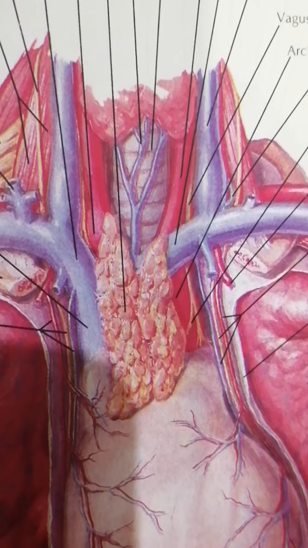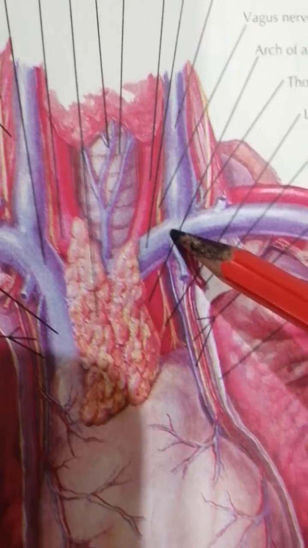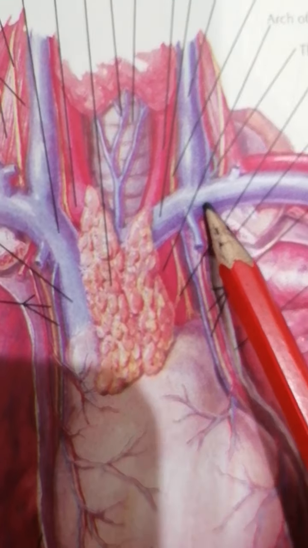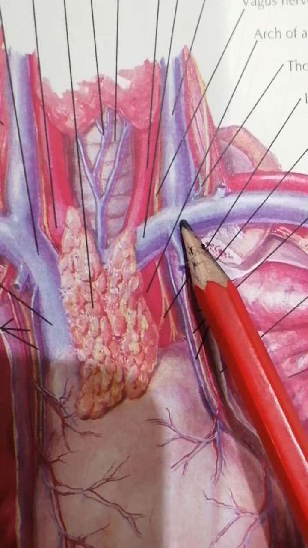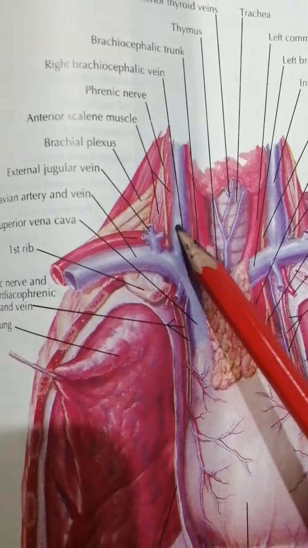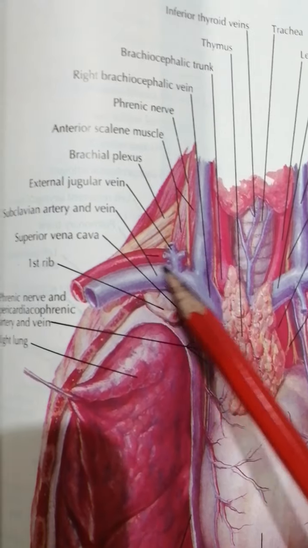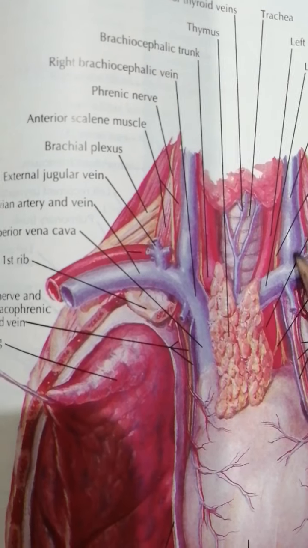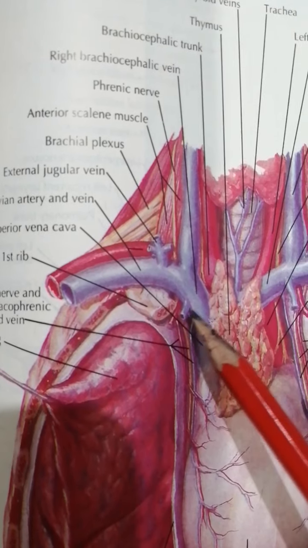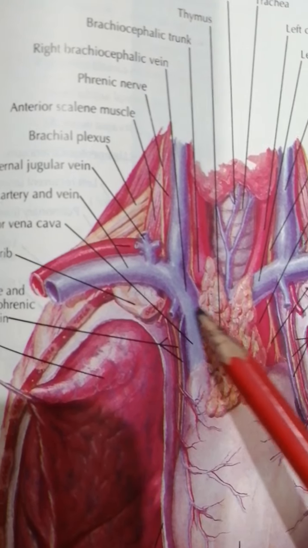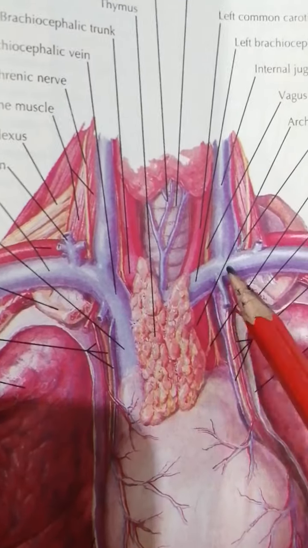So after the thymus, we can see behind it are the great vessels, in which the veins come first. The great veins present in the superior mediastinum are the right and left brachiocephalic veins. You can see here, these two are the right and left brachiocephalic veins. And how they are formed, you have to tell this as well.